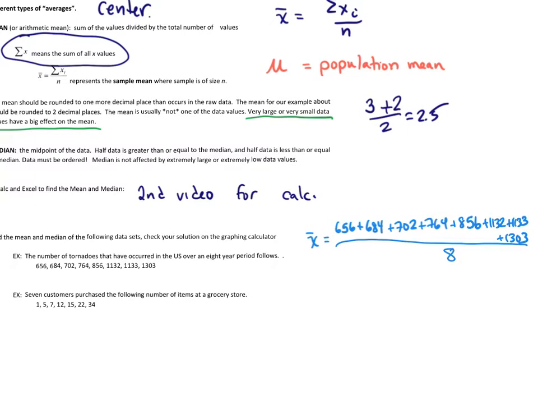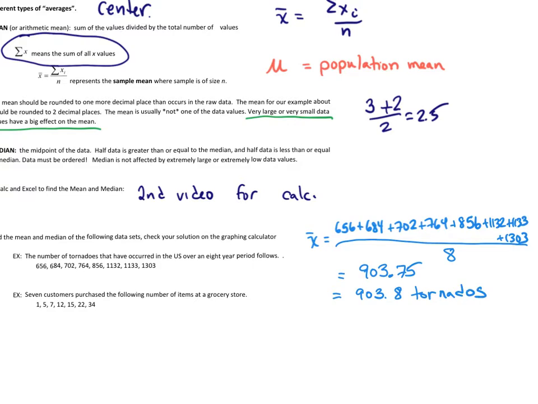When I work this out, I am going to get 903.75. But since we go to only one more decimal place than our data, and they're all whole numbers, I'm just going to round to 1 decimal. So 903.8, and our unit in this would be tornadoes.